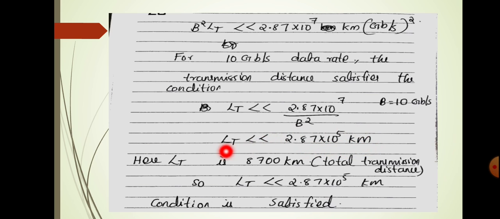That is another condition. Here LT is 8,600 kilometer, and LT is the total transmission distance, and LT will be very much less than 2.87 into 10 raised to 5 kilometer. So the condition is satisfied. See, you can know that 8,600 is very much less than this quantity, right? So that condition is satisfied.